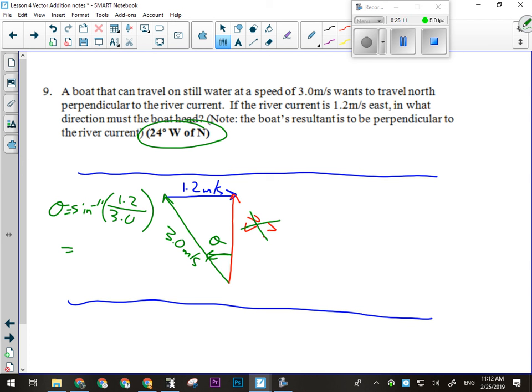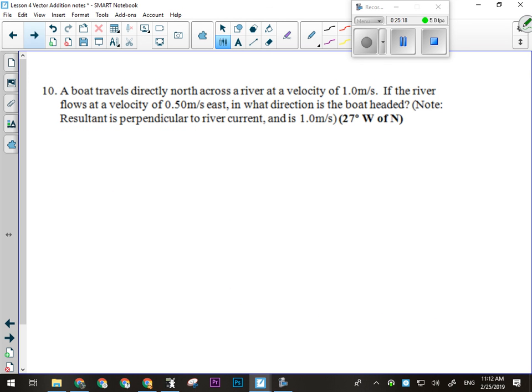Number 10 is very similar. How many people have done number 10? Okay, ready to go over that one then too? Okay, so on number 10, it says a boat travels directly north across a river. That means it's doing that. It's not being rowed that way, it's doing that. Okay, it's traveling that way. That's the same as wants to do this, ends up doing this. It's traveling directly north across a river.